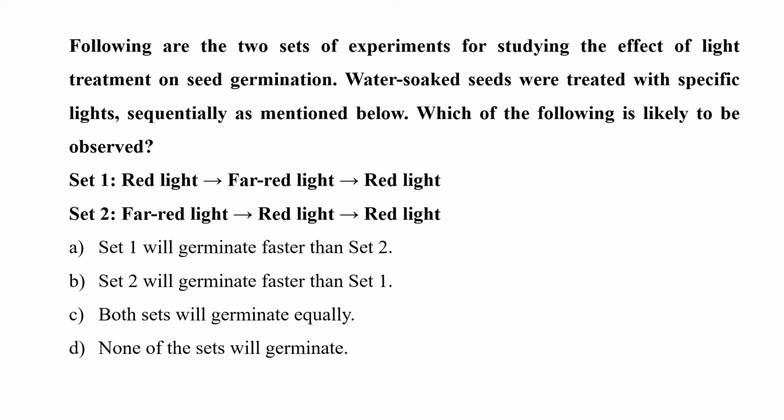Our next question is, following are the two sets of experiments for studying the effect of light treatment on seed germination. Water-soaked seeds were treated with specific lights sequentially as mentioned below. So let's have a look at the sets. Set 1 is red light, far red light, and then red light. Set 2 says far red light, and again red light. Now it is asking which of the following is likely to be observed.